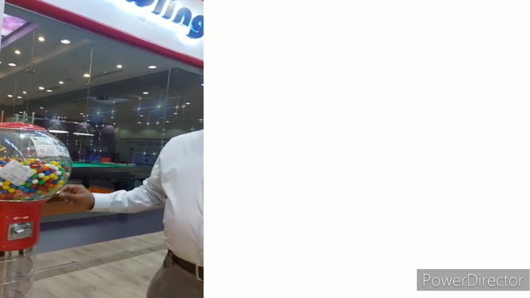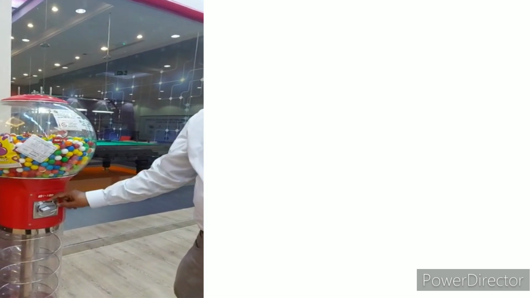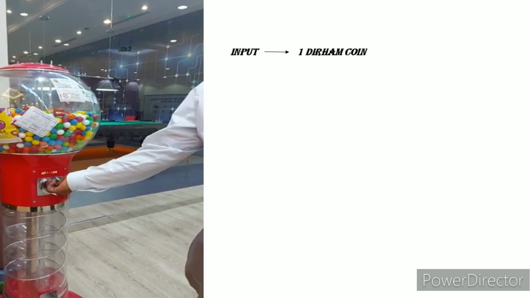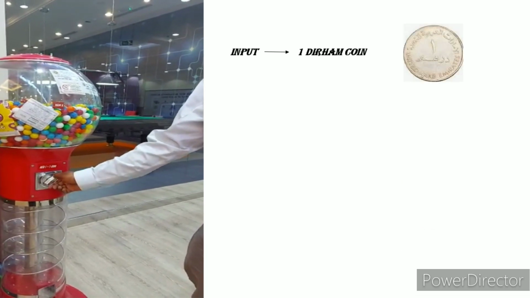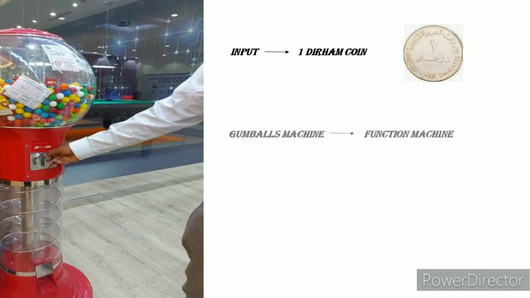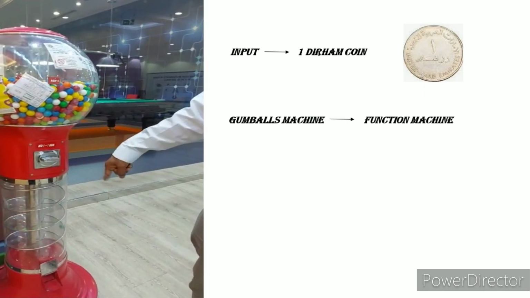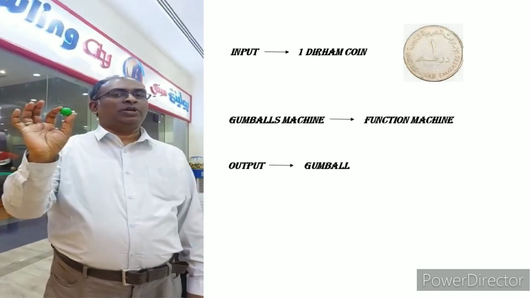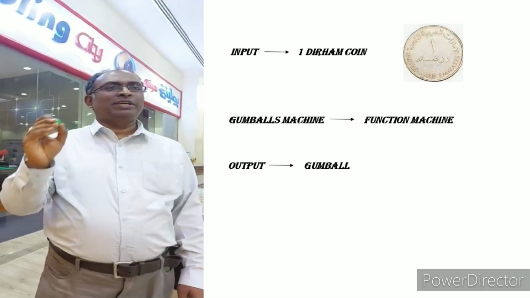I have a 1 dirham coin. This is my input. Now you see I put it here. This gumball machine acts as a function machine. See, now it is processed. Now you can see the output here. So I got my output, the gumball, which is in my hand now.